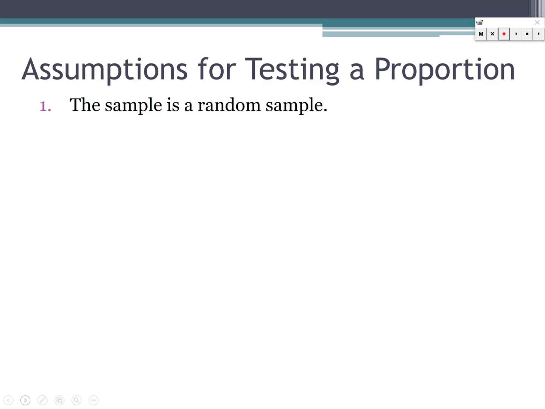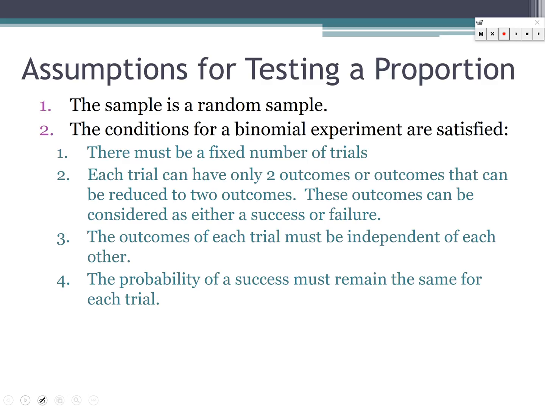The assumptions for our z-test for a proportion: condition 1, our sample is random. Condition 2, the conditions for the binomial experiment are satisfied. For number 2, we've talked about those binomial experiment conditions several times. I would not take the time at this point to rewrite those down again. Just wanted to refresh those with you.